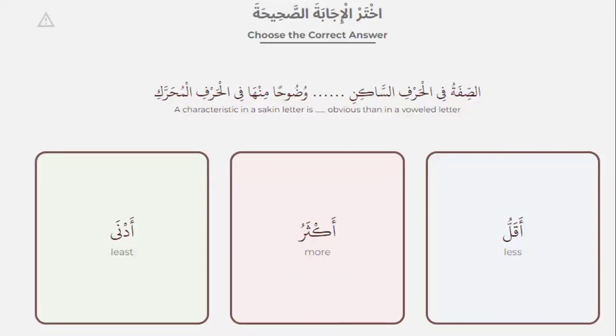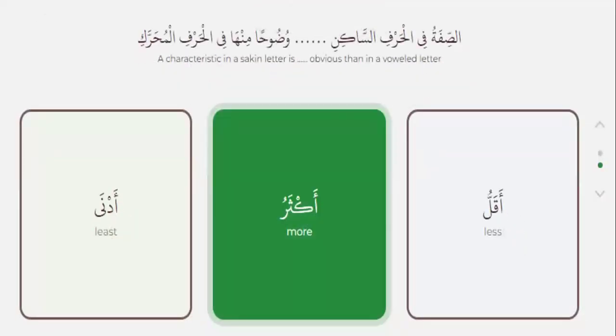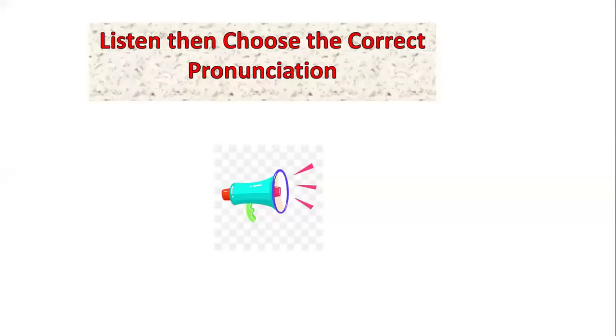Choose the correct answer. A characteristic in a saken letter is more obvious than in a vowel letter. Which one is right? The first, the second, or the last? Yes, it's more than. Okay, good. Let's go to the third question. Listen and choose the correct pronunciation.